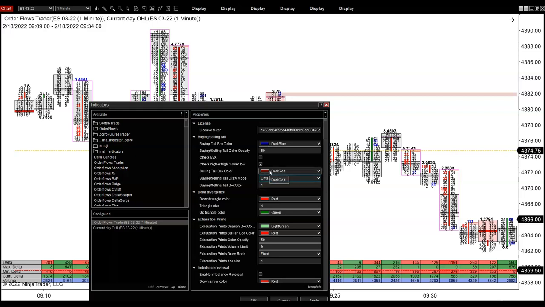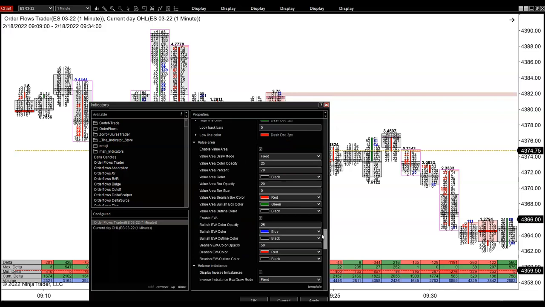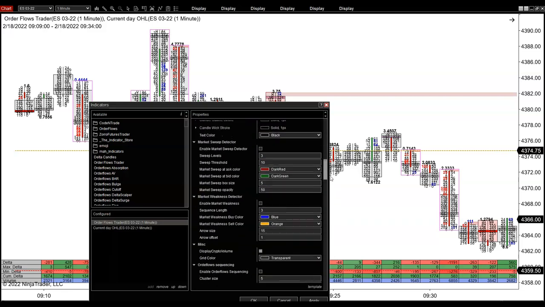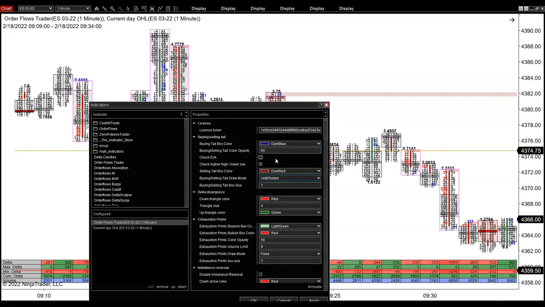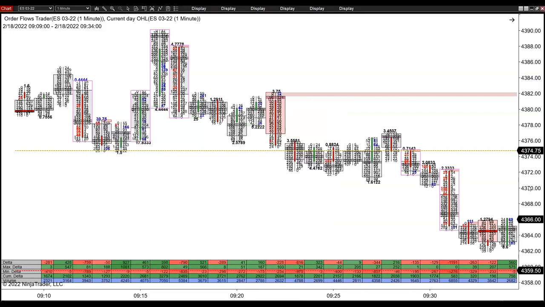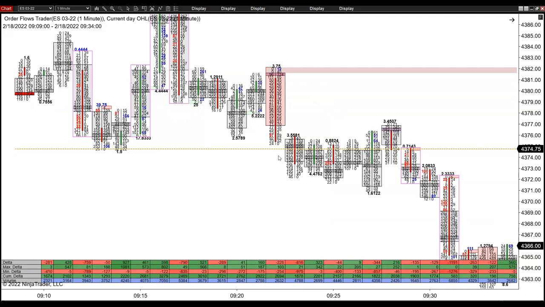Now, you do have the ability to look for swing highs and swing lows, as well as check EVA, right? EVA is under the value area. It's one of the settings in the value area. And we've found that when you have a tail and it occurs in an EVA, it's a very high percentage trade. So for example, here is, in this case, E-minis. This is on Friday.